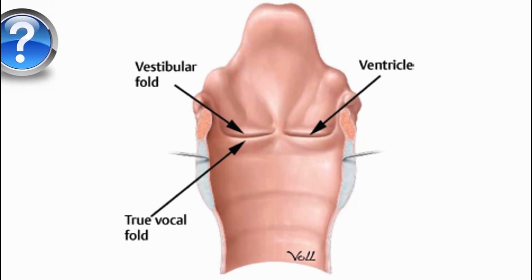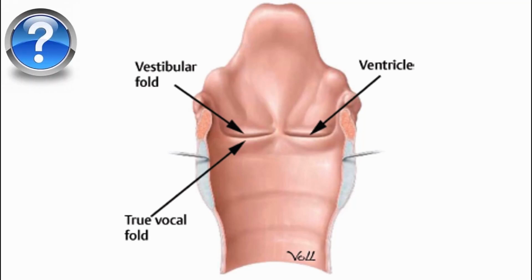Let us have a look at an opened larynx, and we can see that it has a true vocal cord and a vestibular fold or false vocal cord, and there is a space between these 2 folds called the ventricle.